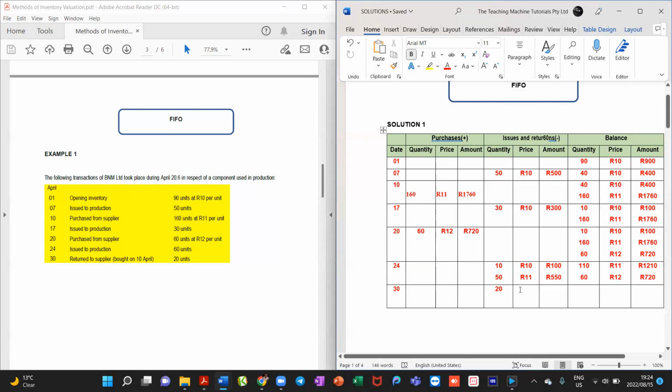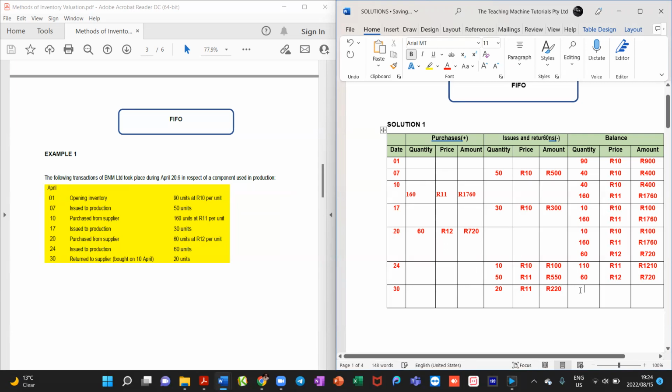So it will be 20 multiply 11. How much is 20 multiply 11? 220. Okay, 220. So it is clear that this batch is from 110.